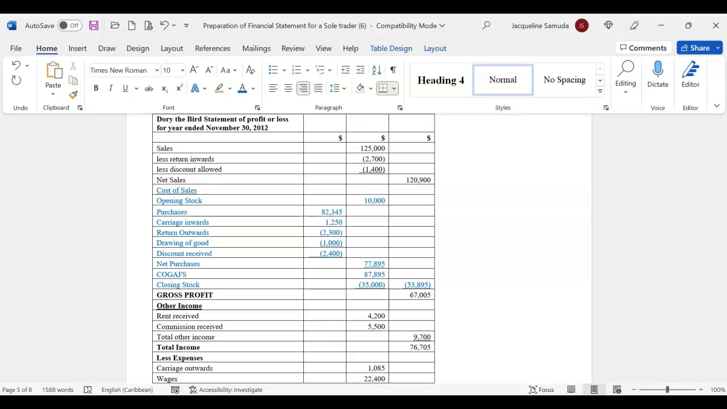And this represents COGAFS, cost of goods available for sale. But not all of them will be sold. And so any unsold stock must be removed as closing stock from this figure. And so we end up with a cost of goods sold figure of $23,895. So the cost of sales heading that we have here, that heading, this is its value, $23,895. And that is how we calculate the cost of goods sold.